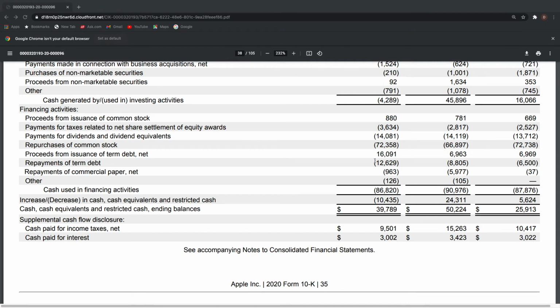So repayments of debt here, we can see that's 12.6 billion. And then we have various other things like the proceeds from issuance of debt. So that's taking on more debt. We can see that's an amount of 16 billion. So we can see the net difference here is nearly $87 billion from the cash from financing activities. And then we can see here the total deficit, which is $10 billion. So that's how we end up with the closing position of $39.8 billion.